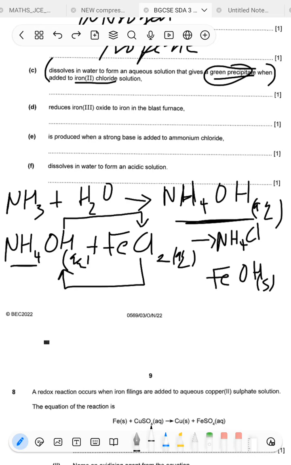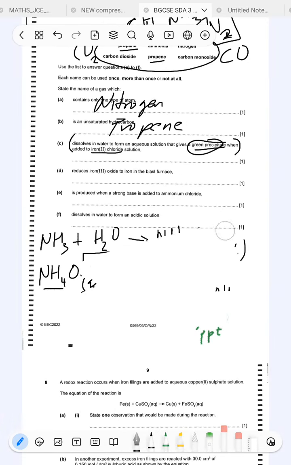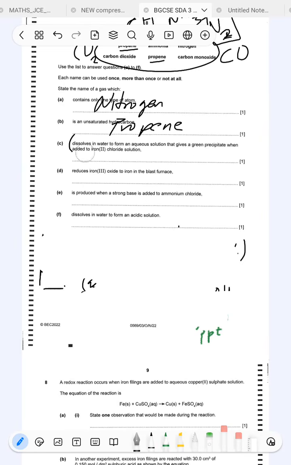Maybe ironically, let's just use a green color. So this gives us a green precipitate. Okay, all right. So that's the explanation behind that. So our answer for C is going to be ammonia. Okay, ammonia. So here we have ammonia gas.